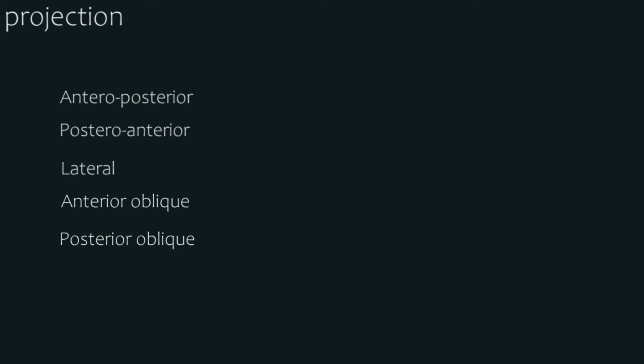These are the 5 basic terms in describing the method of projection of rays. Quick review: anterior-posterior, posterior-anterior, lateral, anterior oblique, posterior oblique.